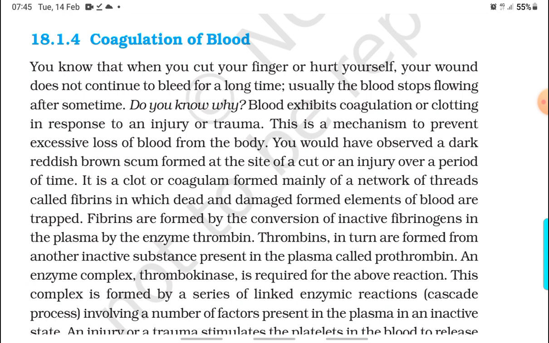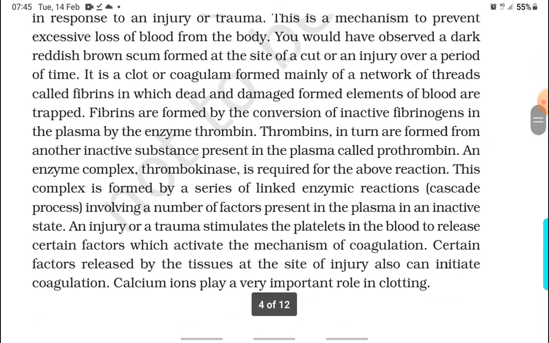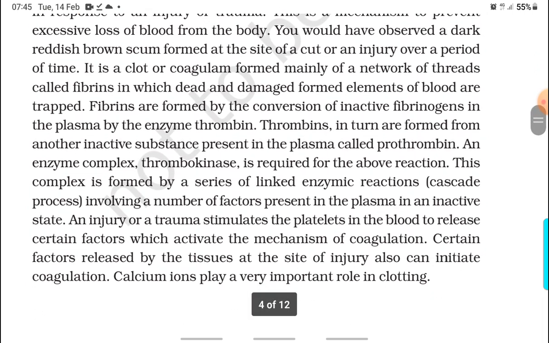You would have observed a dark reddish brown scum formed at the site of a cut or an injury over a period of time. It is a clot or coagulum formed mainly of a network of threads called fibrins, in which dead and damaged formed elements of blood are trapped. Fibrins are formed by the conversion of inactive fibrinogen in the plasma by the enzyme thrombin. Thrombin in turn is formed from another inactive substance present in the plasma called prothrombin.